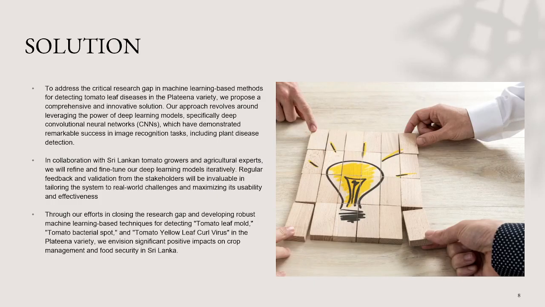To address the critical research gap in machine learning based methods for detecting tomato leaf diseases in the Platina variety, I proposed a comprehensive and innovative solution. Our approach revolves around harnessing the power of deep learning models, especially deep convolutional neural networks, which have demonstrated remarkable success in image recognition tasks, including plant disease detection.